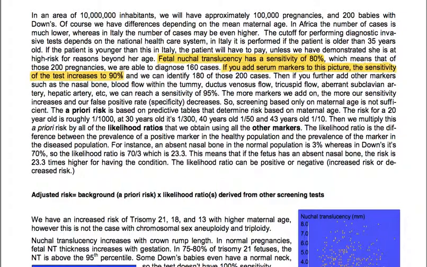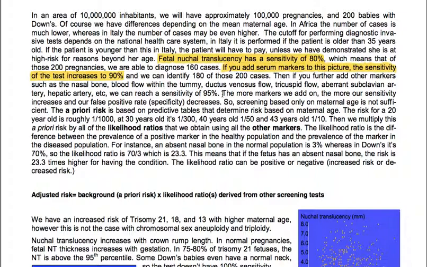Then, if we further add other markers such as nasal bone, blood flow within the tummy, ductus venosus flow, tricuspid flow, aberrant subclavian artery, hepatic artery, etc., we can reach a sensitivity of 95%. The more markers we add on, the more our sensitivity increases and our false positive rate decreases. So screening based only on maternal age is not sufficient. The a priori risk is based on predictive tables that determine risk based on maternal age.